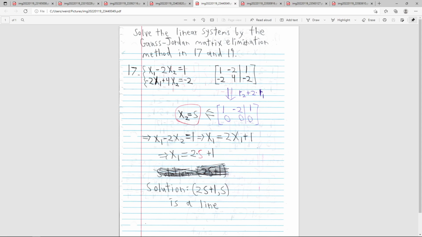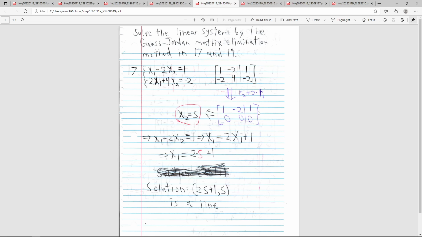Now solve the linear systems by the Gauss-Jordan method, the matrix elimination method, in these two problems. Problem 17 is x1 minus 2x2 equals 1 and negative 2x1 plus 4x2 equals negative 2. Put them in an augmented matrix: 1, negative 2, vertical line, 1; negative 2, 4, vertical line, negative 2. Now it's rows instead of equations. So row 2 plus 2 times row 1. That makes negative 2 plus 2, so 0, 4 minus 4, 0, and then negative 2 plus 2 is 0.